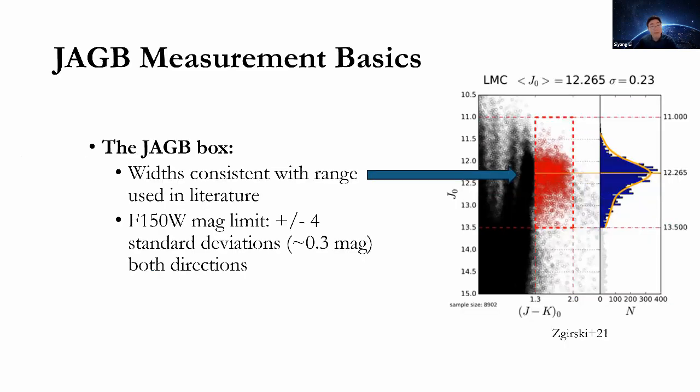So next, I want to introduce how exactly we're going to measure the JGB. What's typically done is a box is imposed on a color magnitude diagram, and this is to isolate the J region. And so we're going to use box widths that are consistent with what's generally been used in the literature, and several standard deviations around the luminosity function, or the histogram of magnitudes of stars in the J region. And this is to make sure we include all the carbon stars, as well as don't truncate the luminosity function, which might affect our statistics.